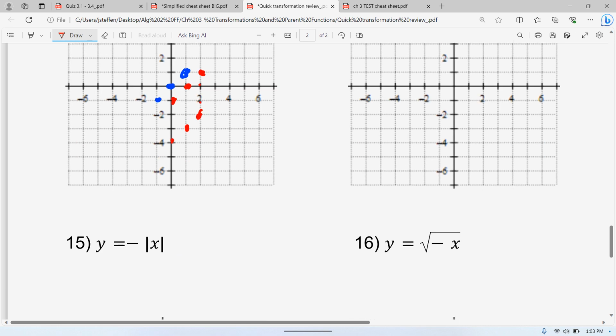I don't care how you connect those. Just make sure you're including your points, your ordered pairs, especially in your answer.